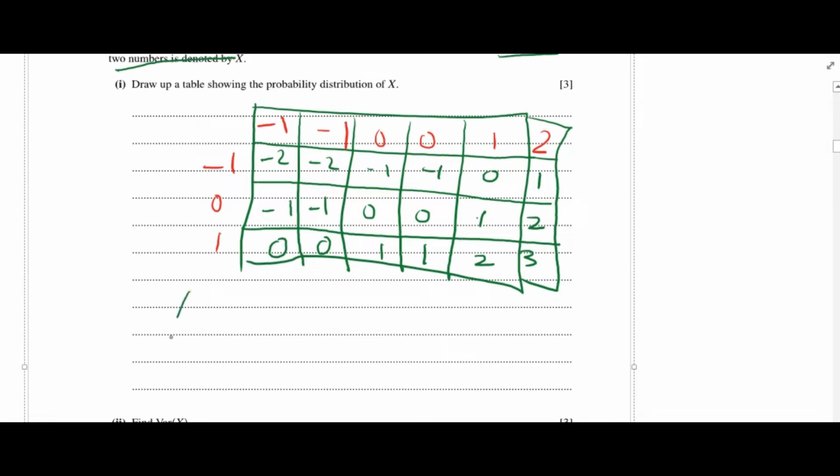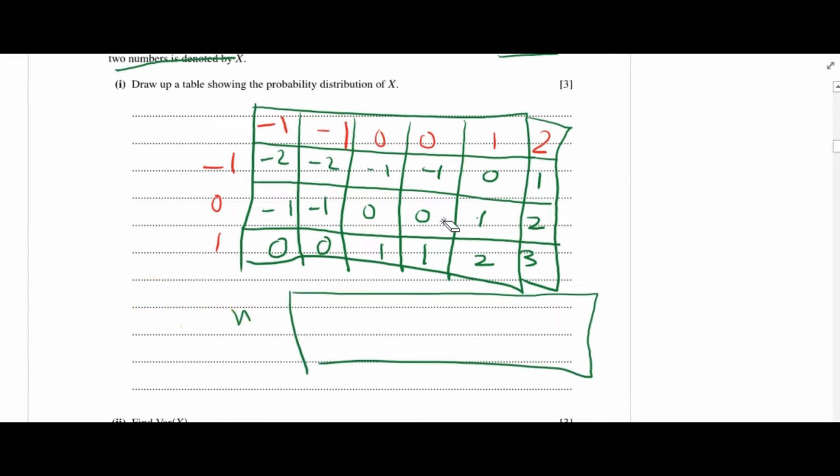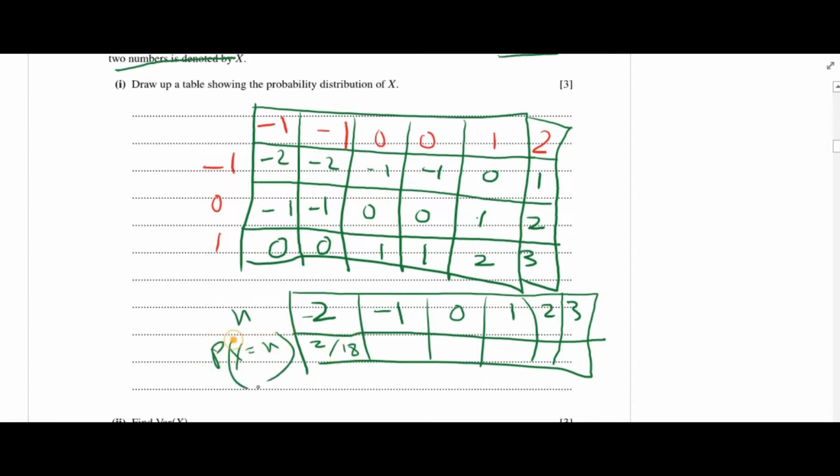If I draw the table, P(X = x), x can take the possible values -2, -1, 0, 1, 2, and 3. What is the probability of getting -2? The total number of outcomes is 18, and -2 occurs 2 times. So the probability of X equal to -2 is 2 by 18.